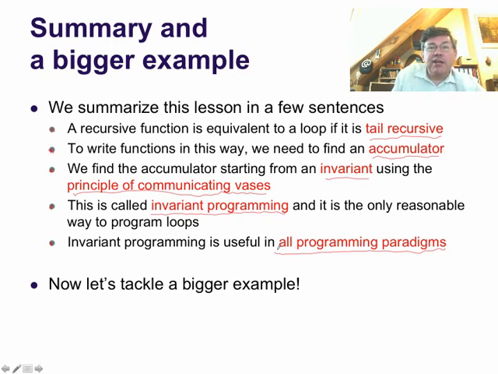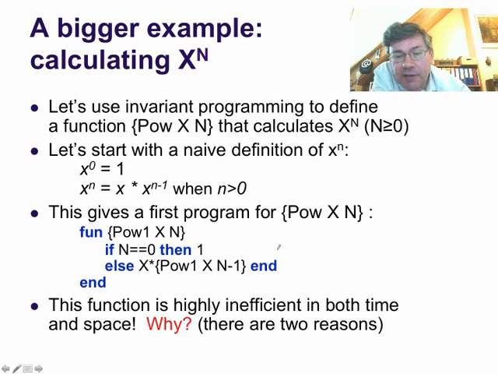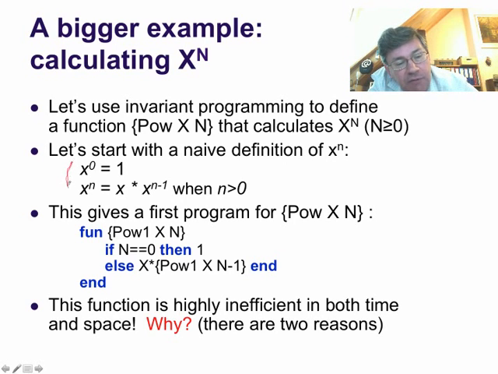Now, to finish this lesson, let's tackle a bigger example. So let's use invariant programming to define the function pow(x, n) that calculates x to the power n, where n is greater or equal to 0. So we will define three functions that progressively have better properties. So let's start with a naive definition here.